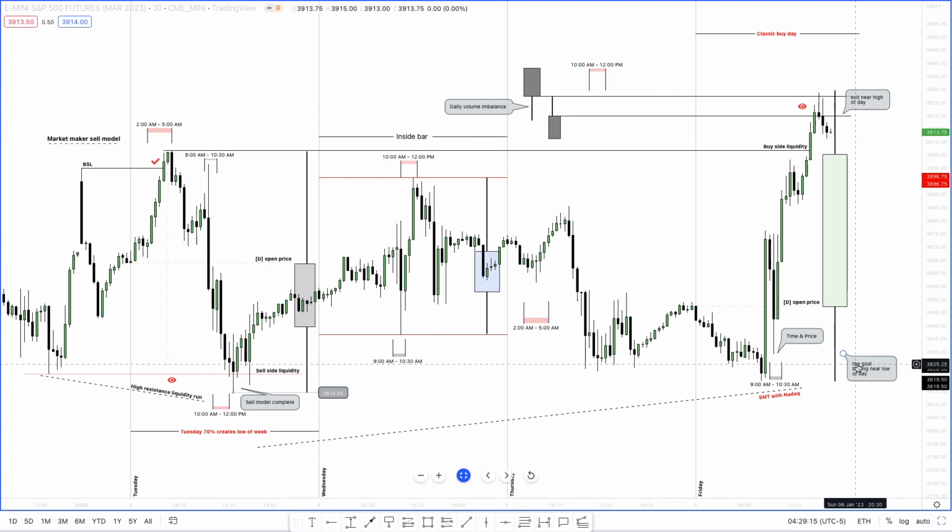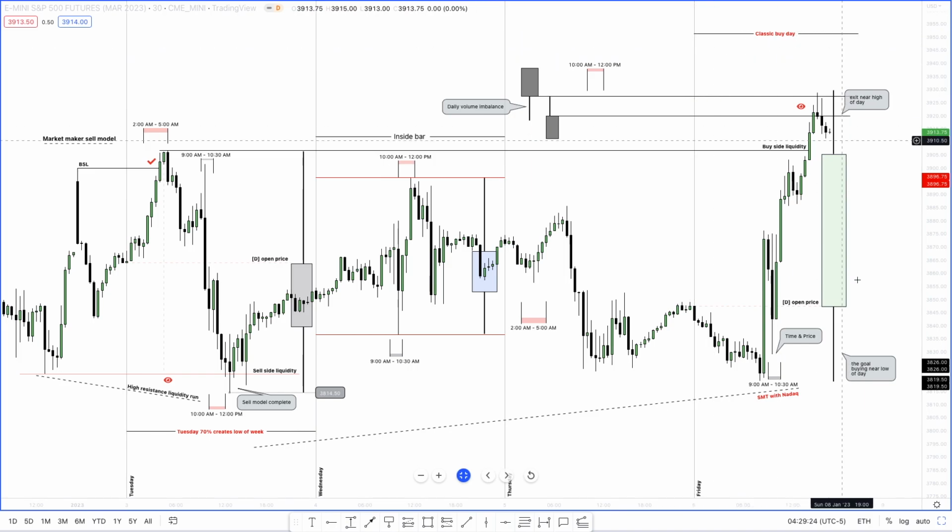So the goal is to buy near the low of the day and to exit at the high of the day. So you only want to be trading classic buy and sell days, and this should be your goal: to enter near the low, getting out near the high. If you trade the weekly candle, entering near the high, getting out near the low, and vice versa. That should always be your goal. If you're not entering near the low, I wouldn't be looking to enter. I'm not saying you have to catch the exact low, you don't need that, but near the low. It just makes your probabilities higher.